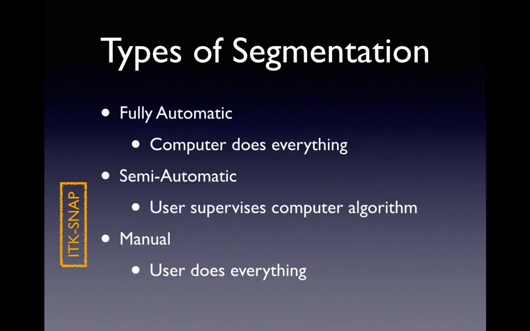The kinds of segmentation techniques that are out there, and there are thousands and thousands of papers on medical image segmentation, we can categorize into fully automatic, where we just trust our data to the computer and the computer does everything for us. Then semi-automatic, where the user guides the computer in performing the segmentation. And finally completely manual, where the user actually outlines the structure of interest. ITK-SNAP is used for these last two kinds of segmentation problems, so semi-automatic and manual.